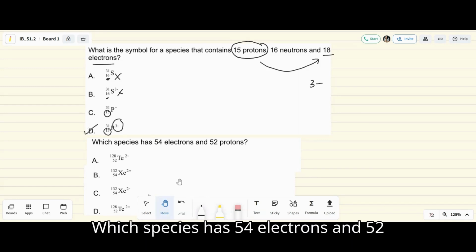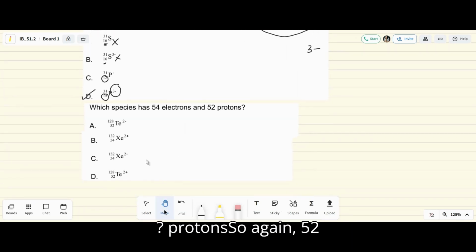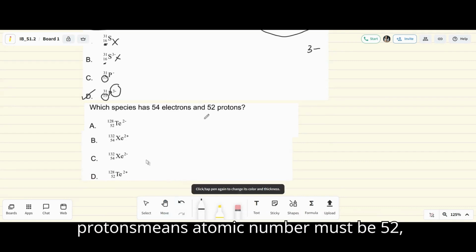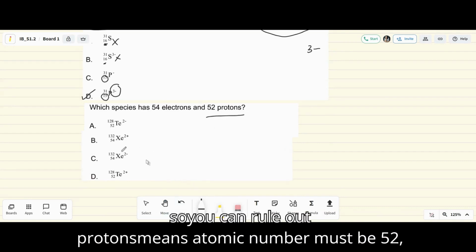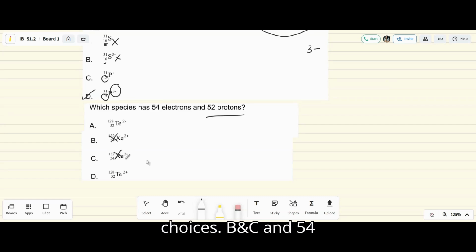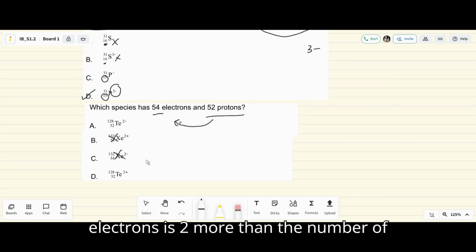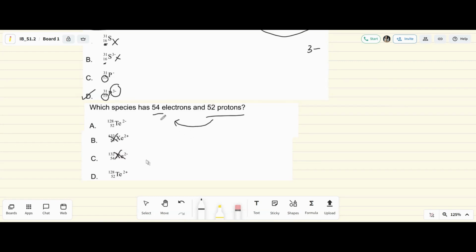Which species has 54 electrons and 52 protons? So again, 52 protons means the atomic number must be 52. So you can rule out choices B and C. And 54 electrons is 2 more than the number of protons, so 2 negative charge, A.